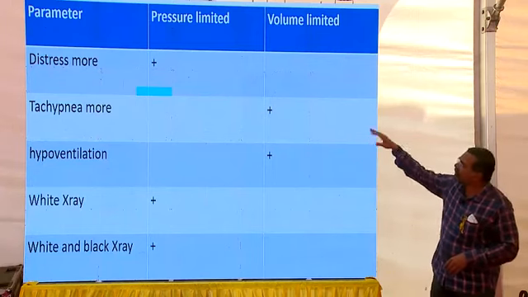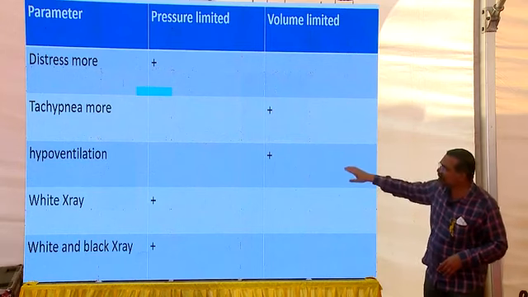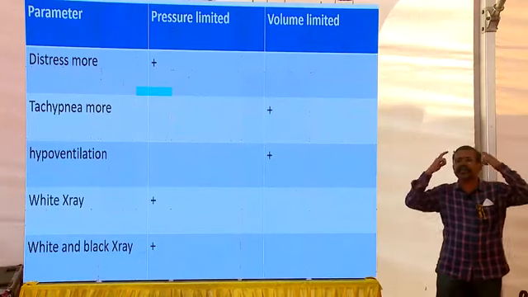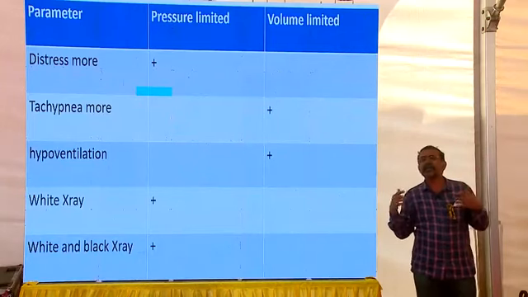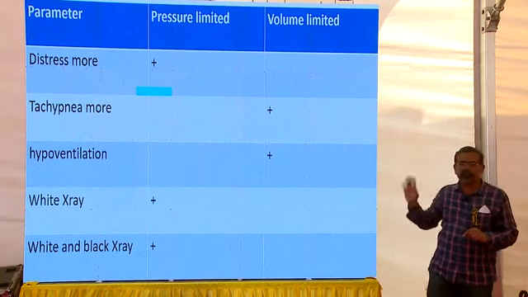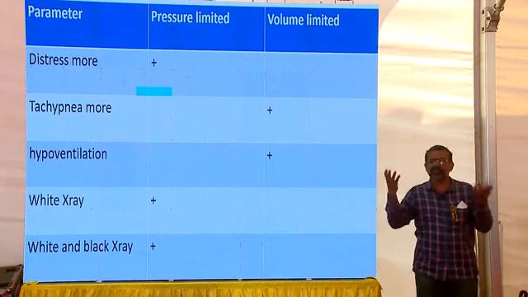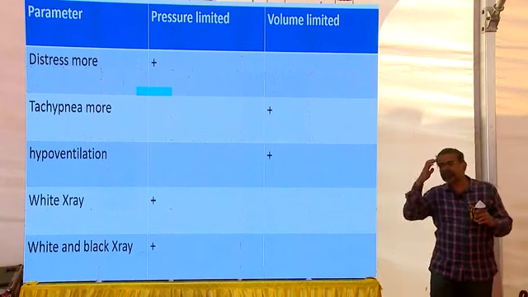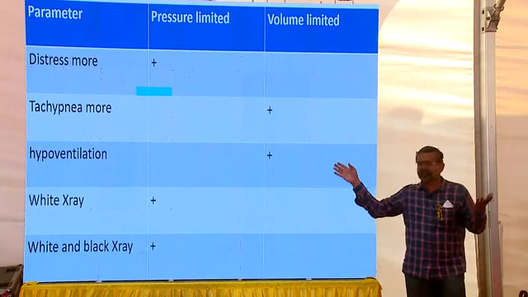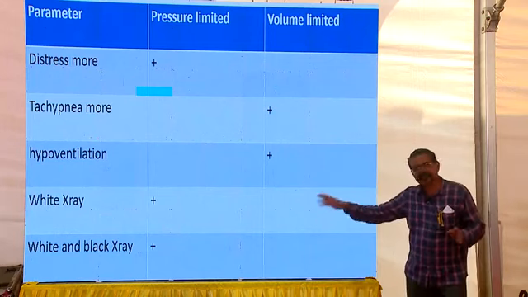Distress more, prefer pressure limited. Tachypnea more, prefer volume limited. There is hypoventilation. Now, hypoventilation means what? Typical situation is central hypoventilation, HIE with good lungs. That's why adult intensivists like volume, because their lungs are usually fine. Patient is post-operative or has some intoxication. Lungs are good, only CO2 control is required. Then volume is good. Then comes white X-ray, pressure. White and black X-ray, again pressure.